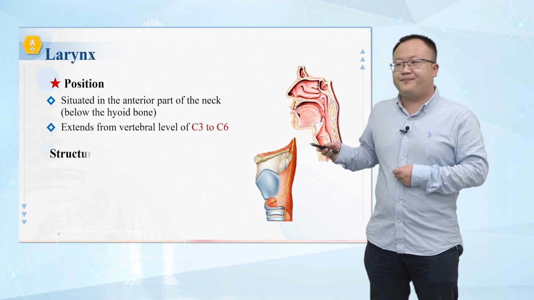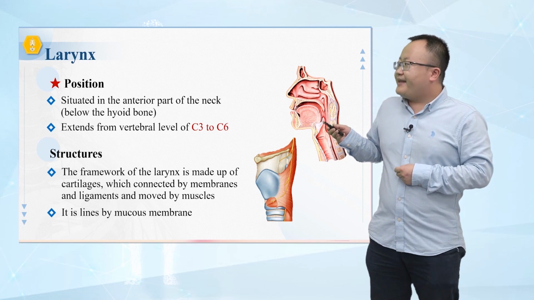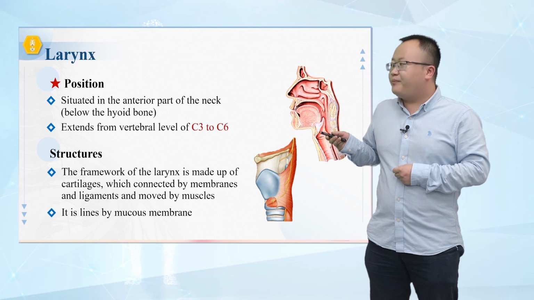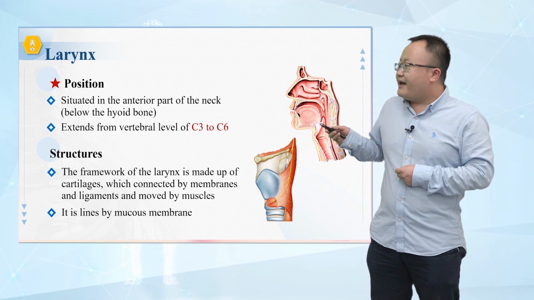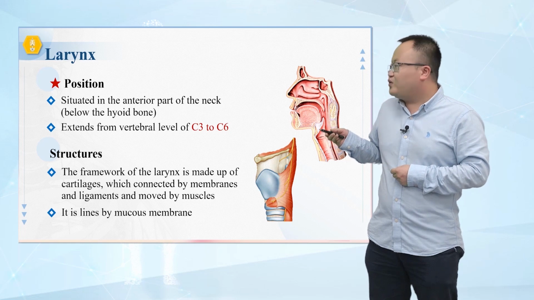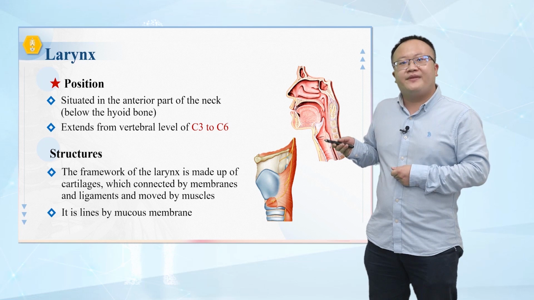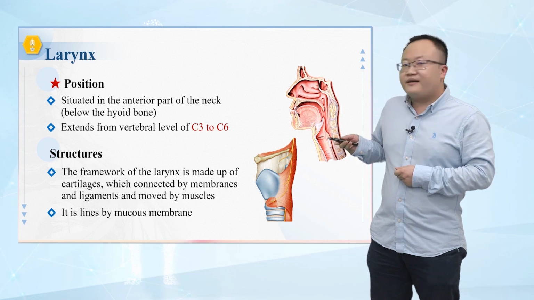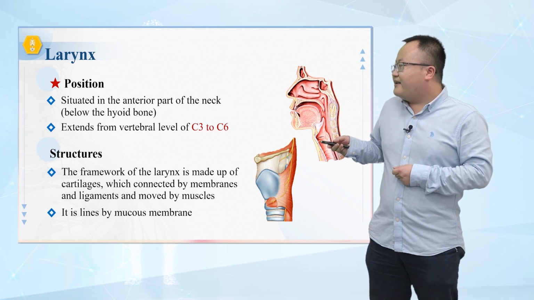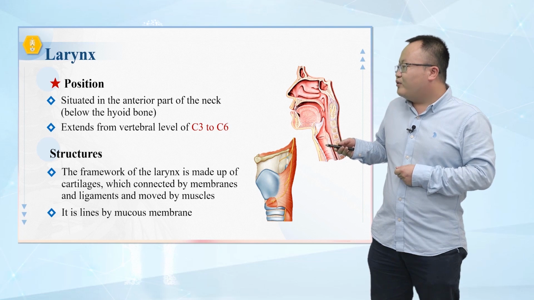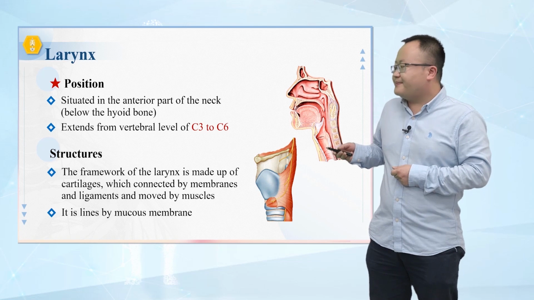Larynx, the position. It's situated in the anterior part of the neck, just below the hyoid bone, and it extends from vertebral level of C3 to C6. The structure: the framework of the larynx is made up of cartilages, which are connected by membranes and ligaments and moved by muscles. It's lined by mucous membrane.